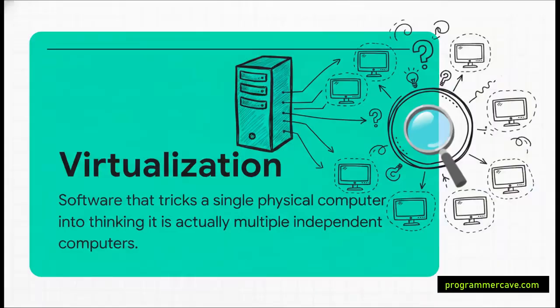Okay, so that movie theater analogy is great, but let's anchor it to the actual definition. Virtualization is, at its core, software that creates a virtual version of a resource. What it does is it tricks one single physical computer into thinking and acting like it's many different independent computers, with each one totally isolated from all the others.